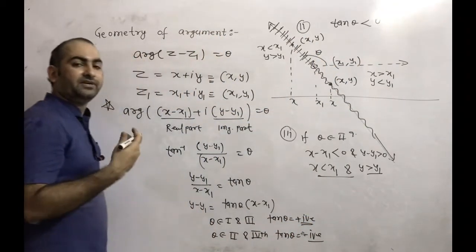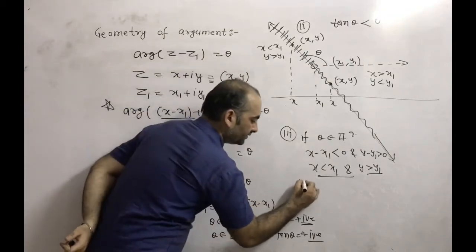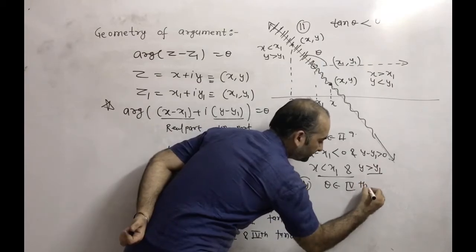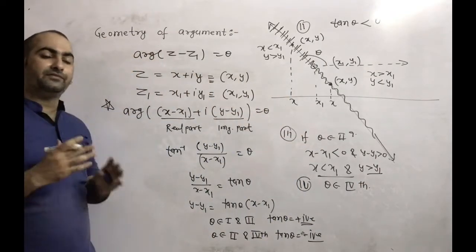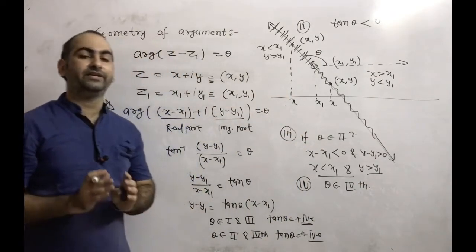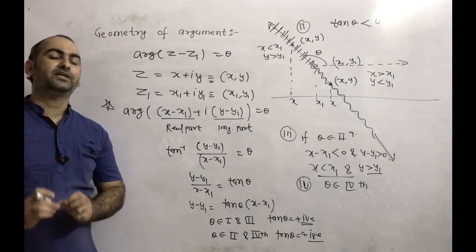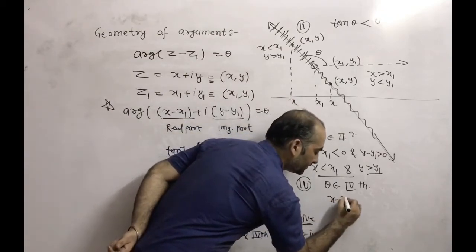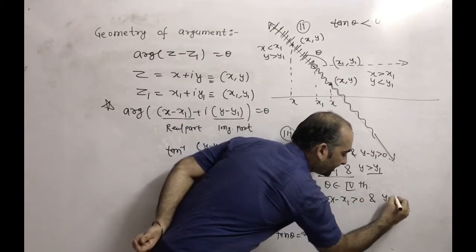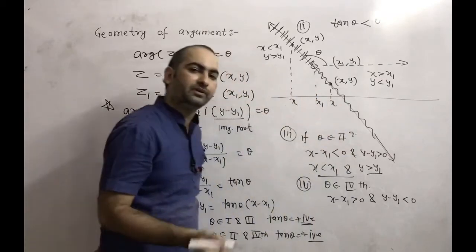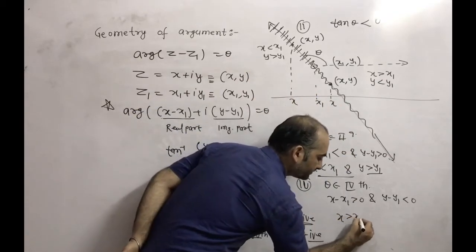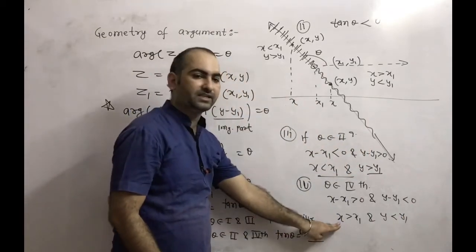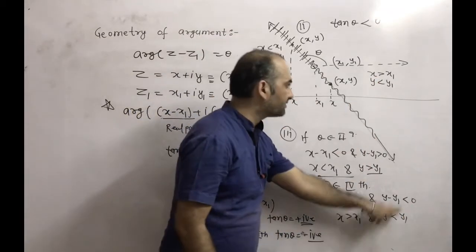Now next case what? If theta lies in fourth quadrant. Okay, fourth case is theta belongs to fourth quadrant. Okay, so for any complex number, if argument lies in fourth quadrant, then we can say that real part should be positive but imaginary part should be negative. So x minus x1 should be greater than 0 and y minus y1 should be less than 0. So from here what will come? X is greater than x1 and y is less than y1. Okay, so we want x is greater than x1, so this one will come, and y is less than y1, that way this will come.